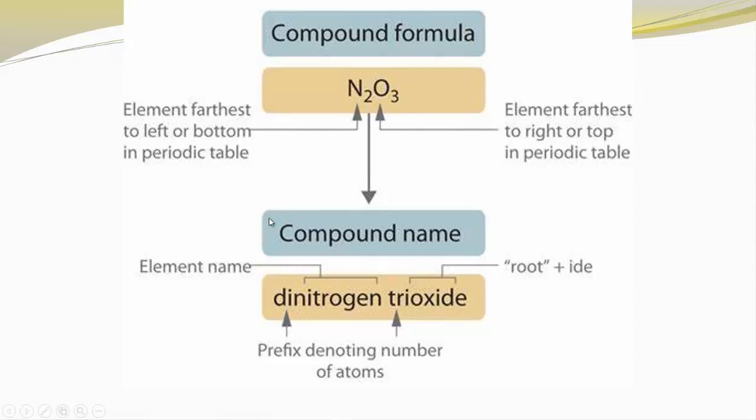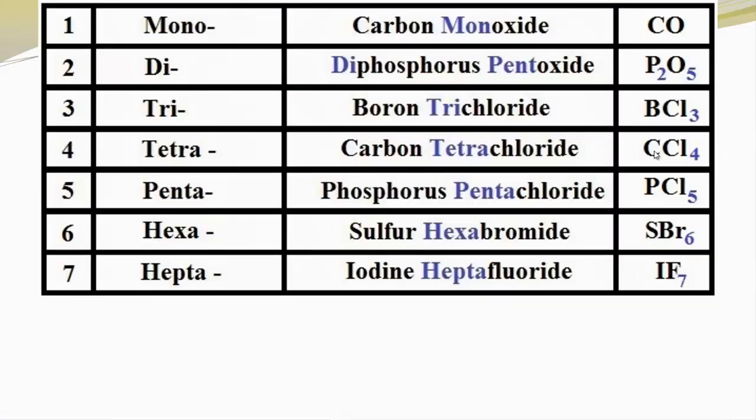You're going to take the name of the element, in this case nitrogen for N2. There's 2 of it, so you put the di-nitrogen, and then you have 3 oxygens, so tri for the 3, and then oxide for the oxygen. Dinitrogen trioxide.